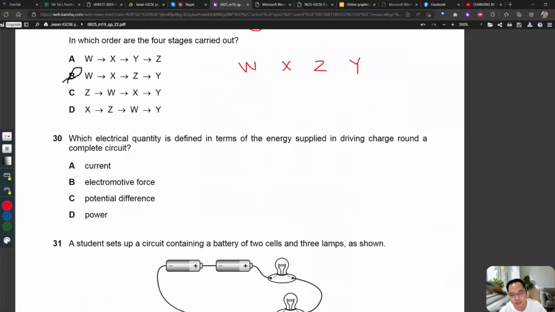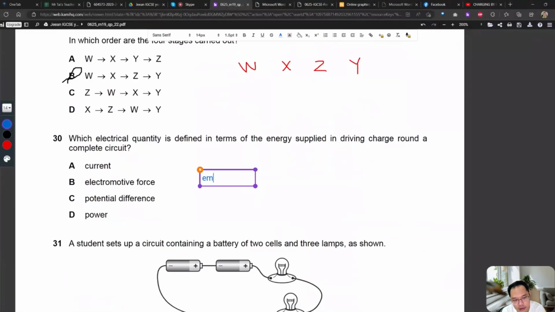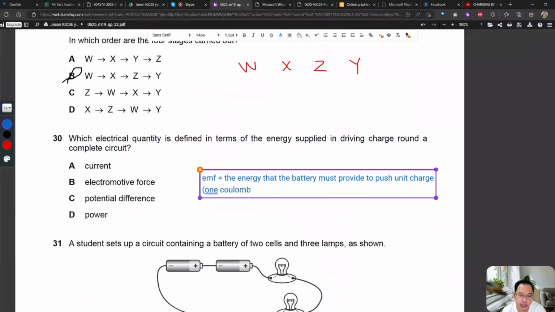30. Which electrical quantity is defined in terms of energy supplied in driving charge around a complete circuit? Energy supplied in driving charge around a complete circuit. It is the EMF, electromotive force. In other words, electromotive force, EMF, is the energy that the battery must provide to push a unit charge, which means 1 coulomb, around a complete cycle in an electric circuit.